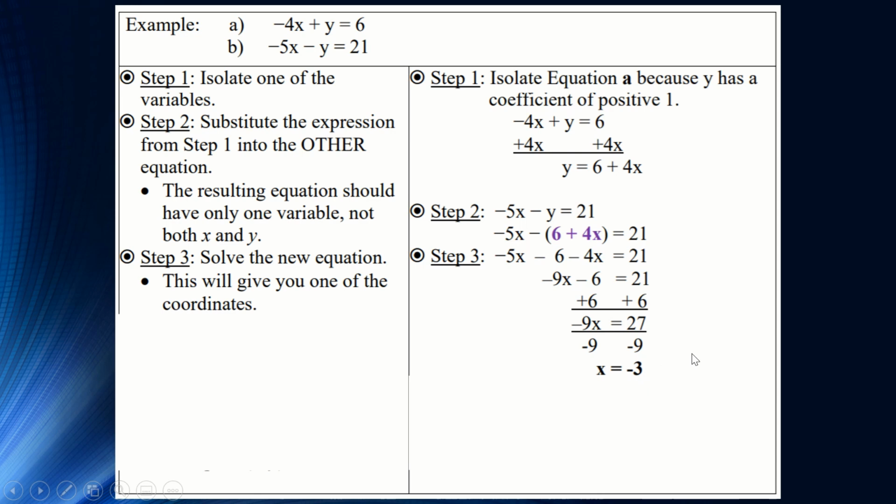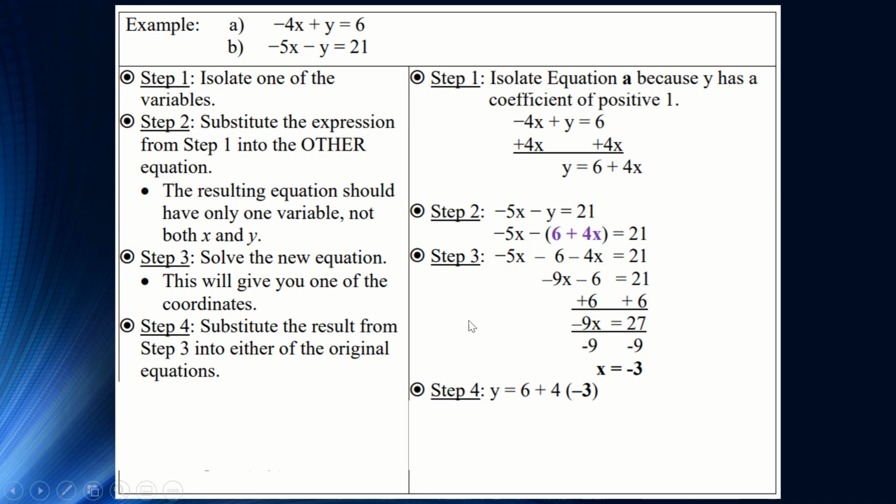Fantastic. We have x. But Mr. Pratt, we still need y. Yes, we do. So let's continue. Substitute our value here into one of the original equations. So I have rewritten this equation we got from step 1, 6 plus 4x, but I've taken out x and I've put in negative 3.